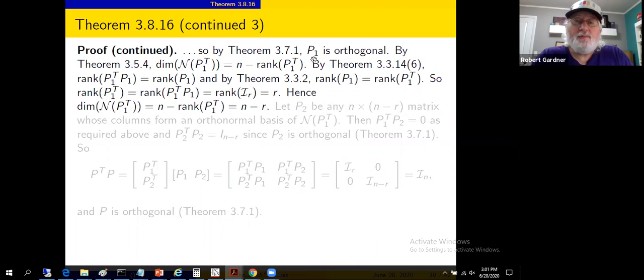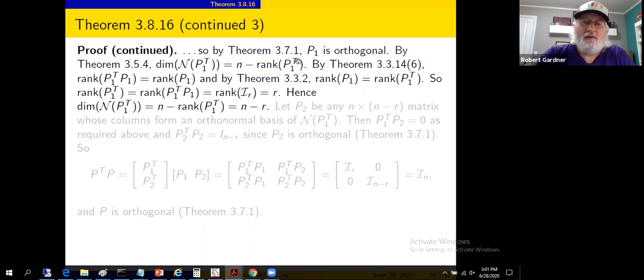So we just took P1 transpose times P1 and showed we got an identity matrix. That means P1 inverse is P1 transpose. Theorem 3.7.1 tells us, that means P1's an orthogonal matrix. A matrix is orthogonal if and only if its inverse is its transpose. Okay, so P1 is orthogonal.